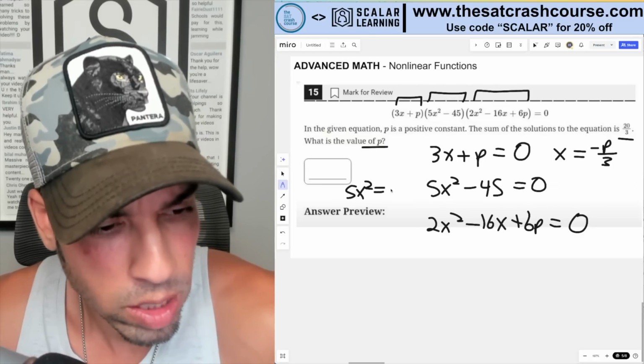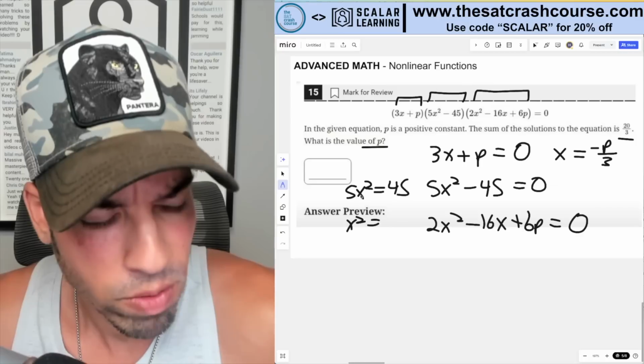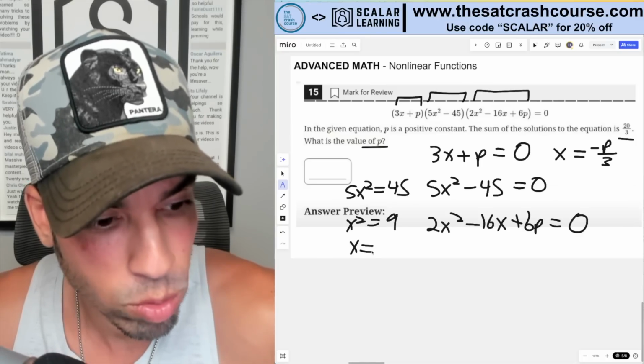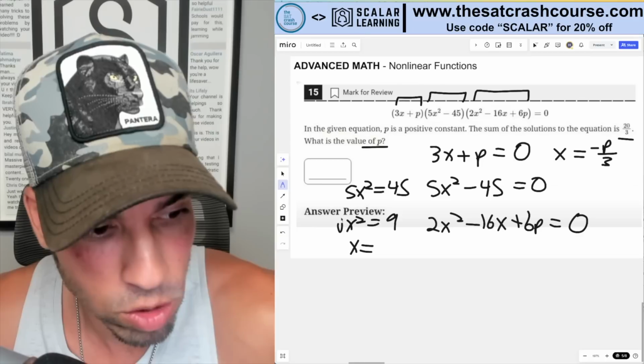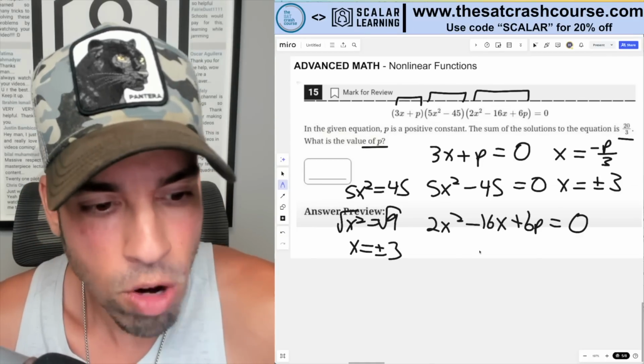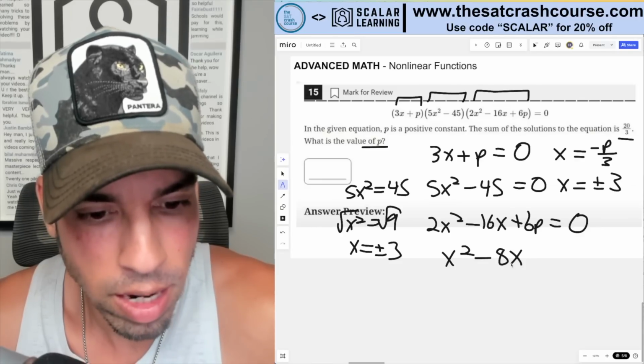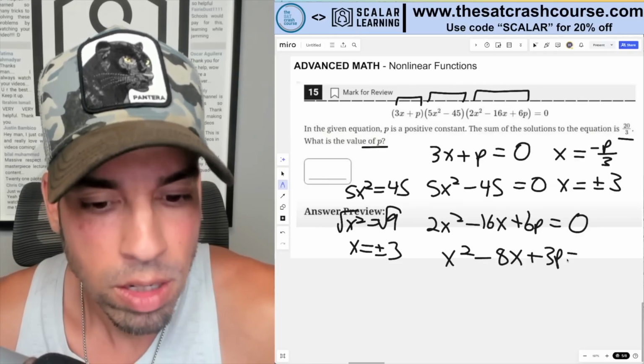So 5x squared equals positive 45. Divide by 5, x squared equals 45 divided by 5, which is 9, and x equals the square root of 9, right? Square root both sides, and we get plus or minus 3. Now for this last one, I'm going to start by dividing everything by 2, just to simplify it. So I get x squared minus 8x plus 3p is equal to 0.